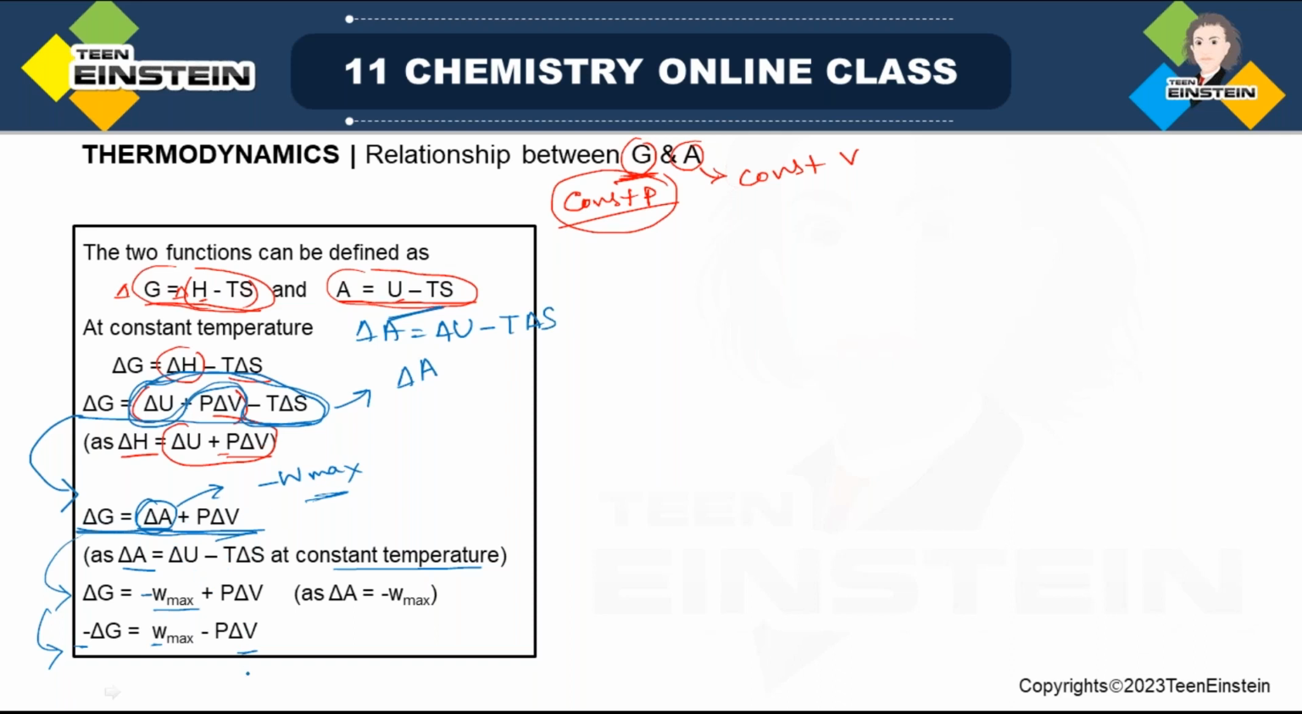All these different expressions basically help us when we solve any problem. Suppose del G value is given, P del V is given, and you just have to find del A. So these relationships will help us to solve different types of problems.